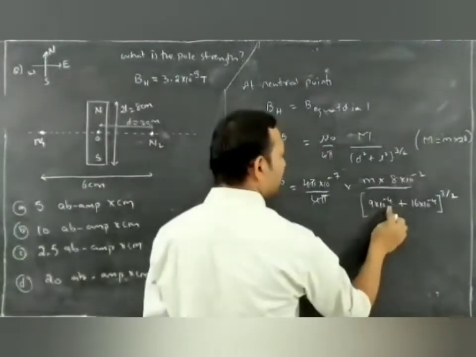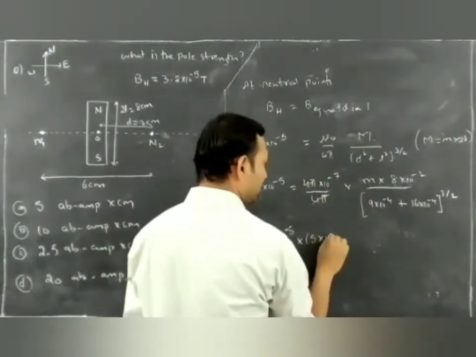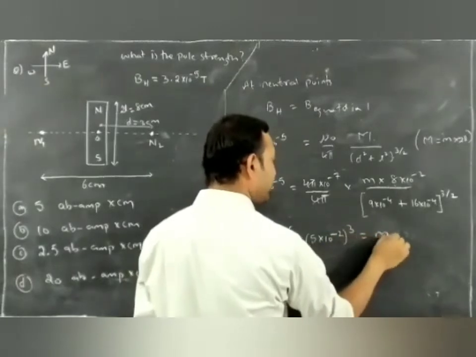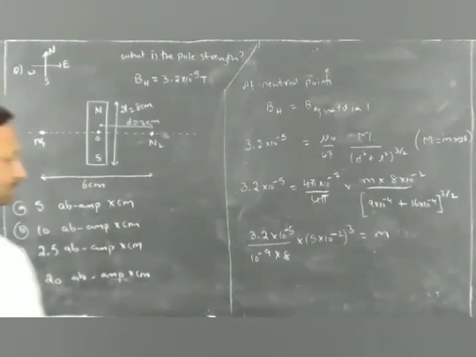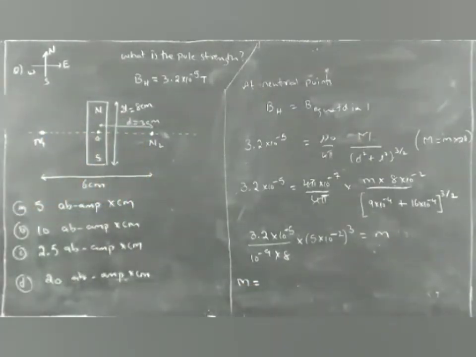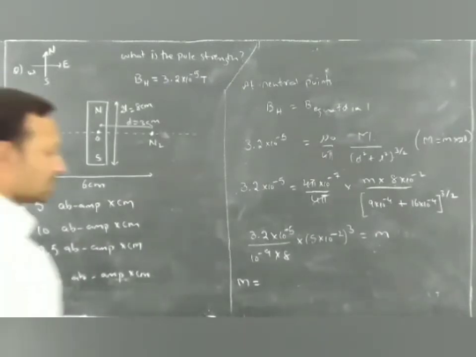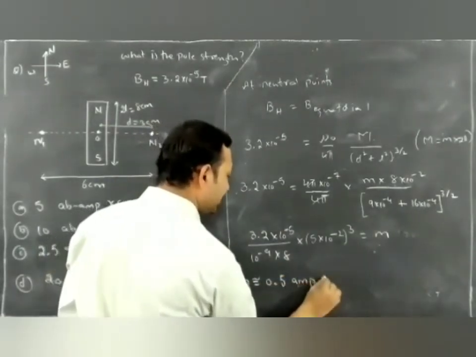So 25 into 10 power minus 4 is 12.5 into 10 power minus 2 whole cube. This is the M value, which you will get in SI units. So finally, on calculating this one, the M value is equal to 0.5 ampere meter. By calculating this one approximately we will get 0.5 ampere meter.